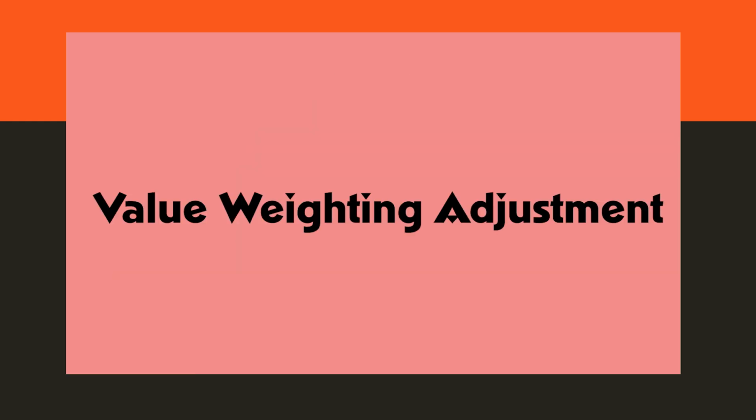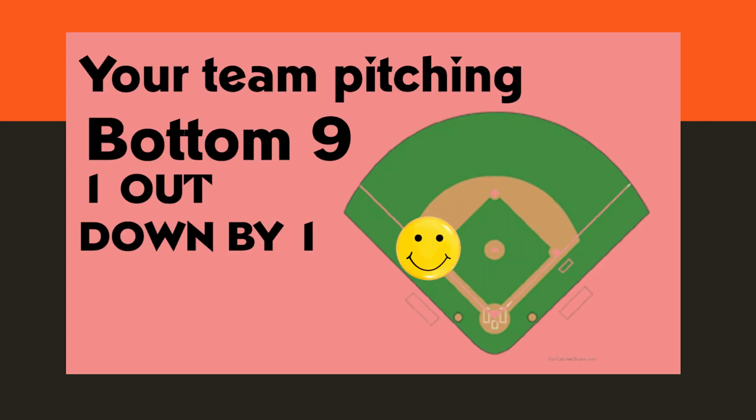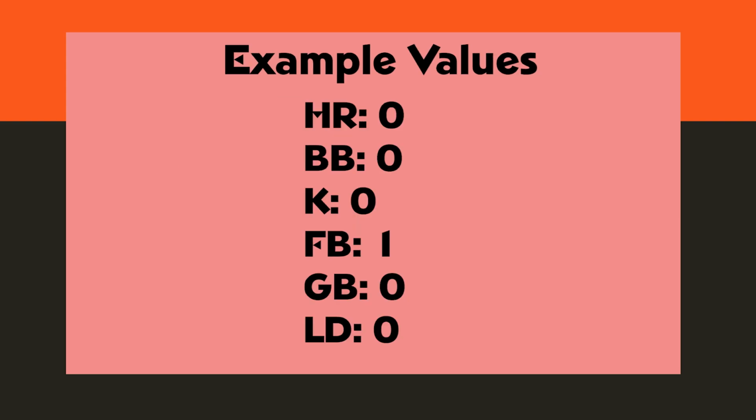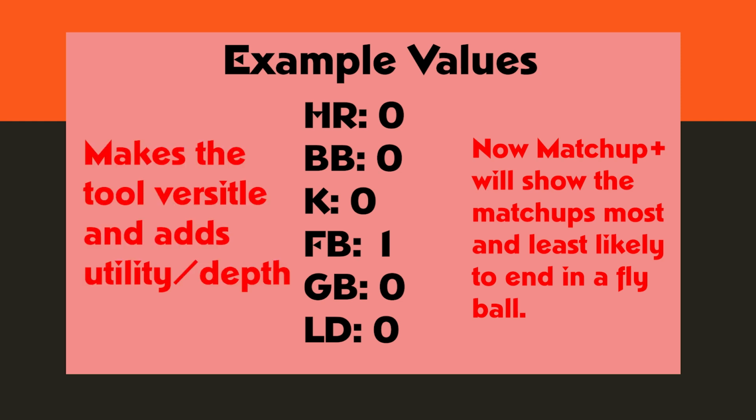On top of this, I think that in my website, I would like to be able to adjust the weighting of different stats. Because say, for example, your team is pitching in the bottom of the ninth, 1 out, down 1, runner on third. Your number one priority in that moment is to prevent a fly ball. So I wanted to make a tool where you can put the values of everything except fly balls to like 0. And then the pitcher with the lowest matchup plus against the hitter would be least likely to give up a fly ball and therefore the correct choice in that situation. This allows the matchups to also adjust for the situation and what the user of the website prefers, what they want. I think that it adds depth and value to the tool and really just makes it even more than what it originally was.